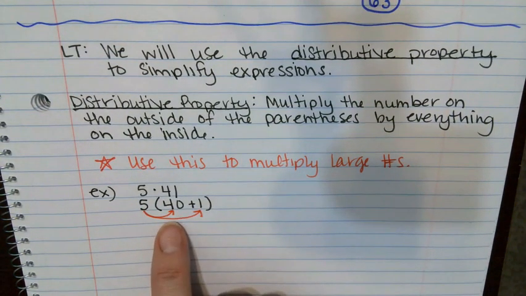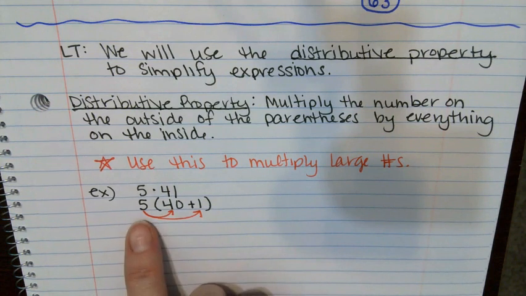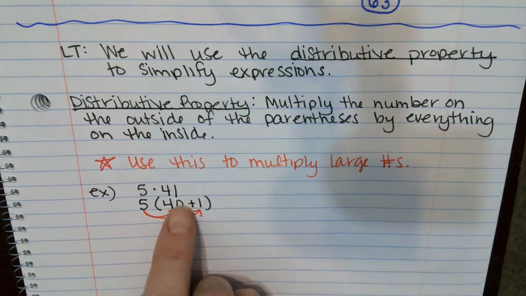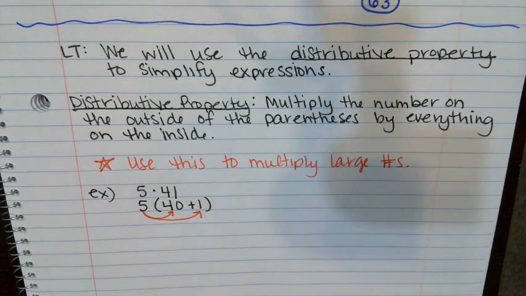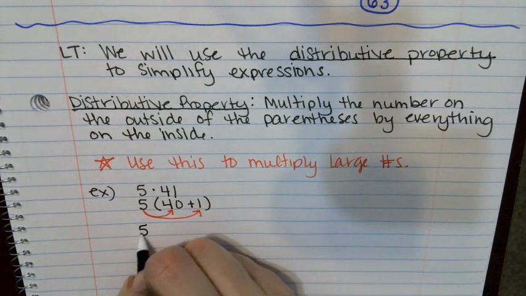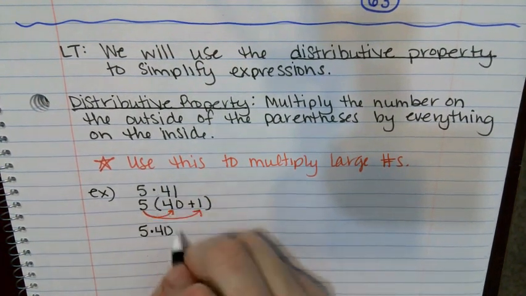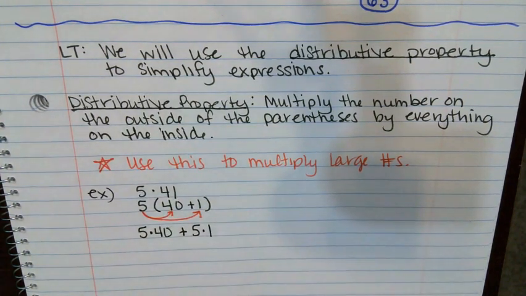And I actually have a saying to help me remember this, which is really silly. I have 2 daughters, and to distribute means to share. So I oftentimes think of this number having to share with both of these numbers. So I say give one to Chloe and give one to Emma. Give one to Chloe, give one to Emma. And what I'm essentially doing is I'm saying, well, I need to do 5 times 40 because that's the first thing I need to multiply, and 5 times 1.